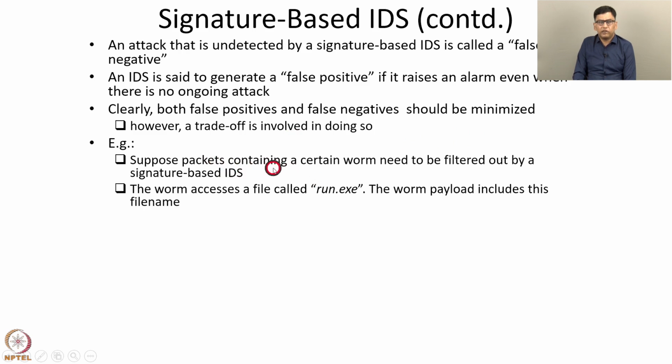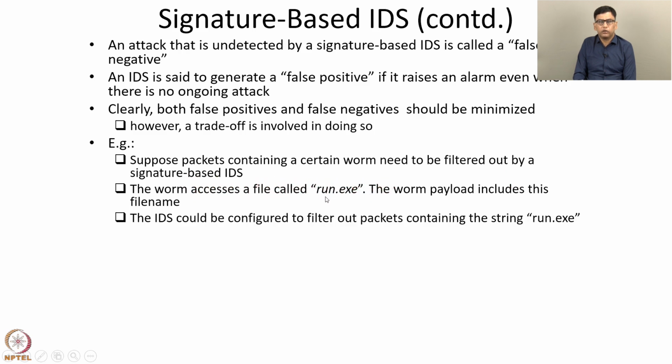So the worm accesses a file called run.exe, and the worm payload includes this file name because the worm must access that file. So the file name is included in the worm's payload. The IDS could be configured to filter out packets containing the string run.exe. So this will detect the worm, and it detects the worm by looking at the presence of this string run.exe.